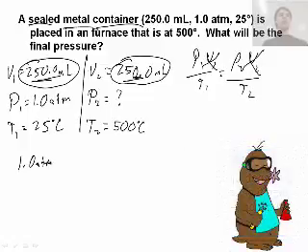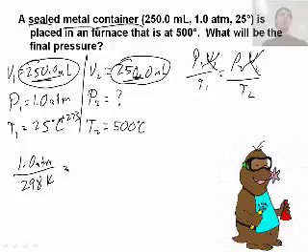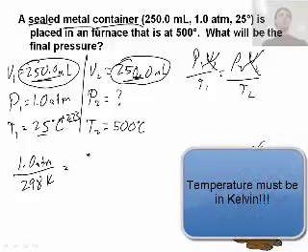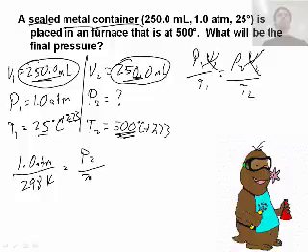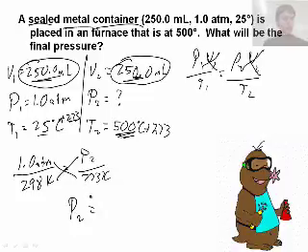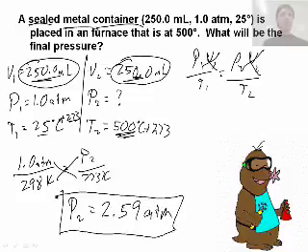P1, 1 atmosphere, over T1. Oh, can't use 25, have to add 273. So that's 298 Kelvin. 25 plus 273 is 298. P2, don't know, that's what we're looking for. Can't use 500, we have to add 273, so that's 773 Kelvin. Cross multiply and solve for P. P2 equals 1 times 773 divided by 298 equals 2.59 atmospheres.